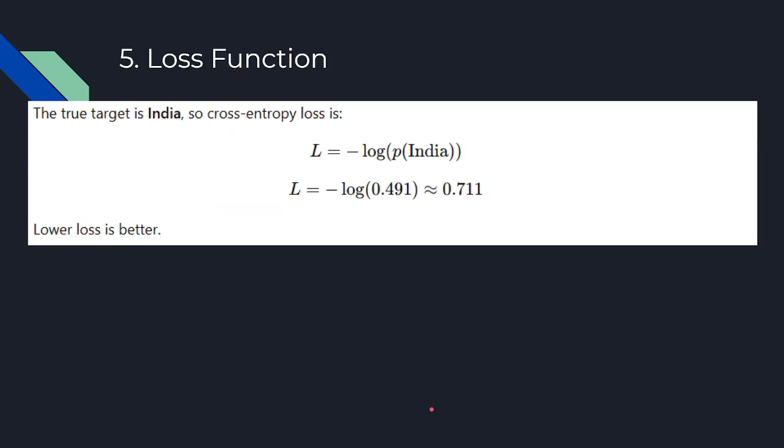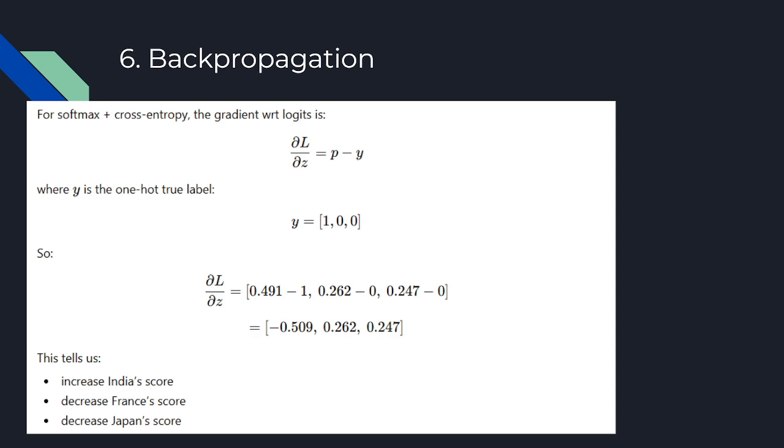Now, what we're doing over here is finding the cross entropy, or the loss function, which is minus log probability of India, which is minus log 0.491, which is 0.711. That is the loss that we have found. Lower loss is better, but over here we have a higher loss for India, which is not good. We need to reduce this loss as much as possible. And to reduce this loss, we have dou L by dou Z equal to P minus Y.